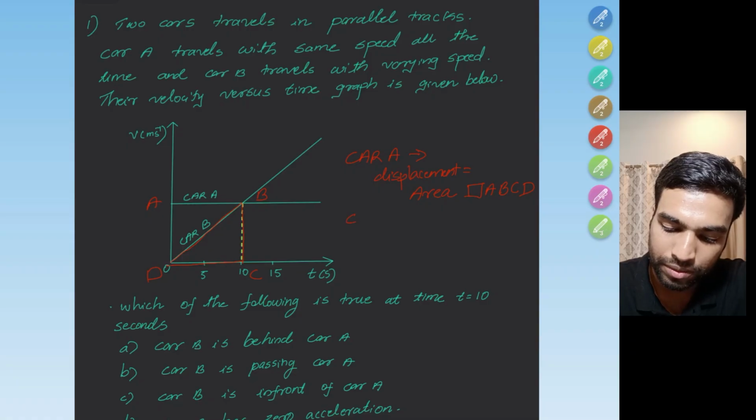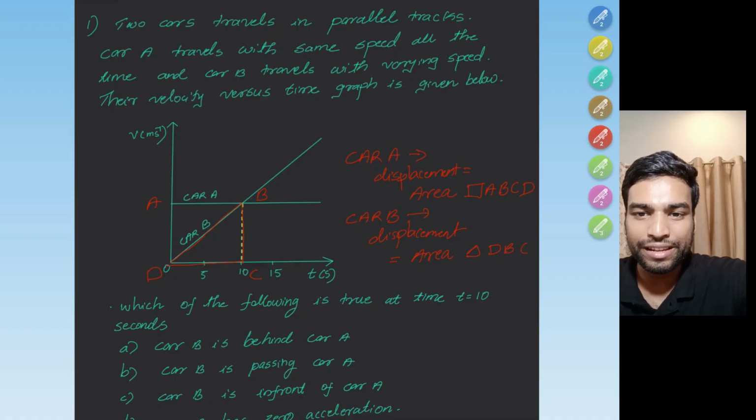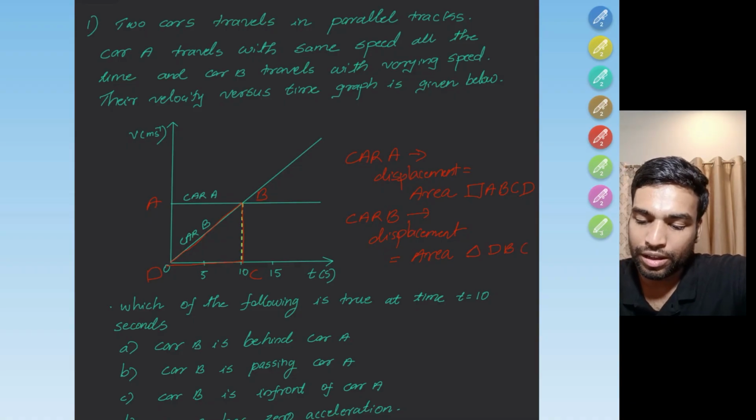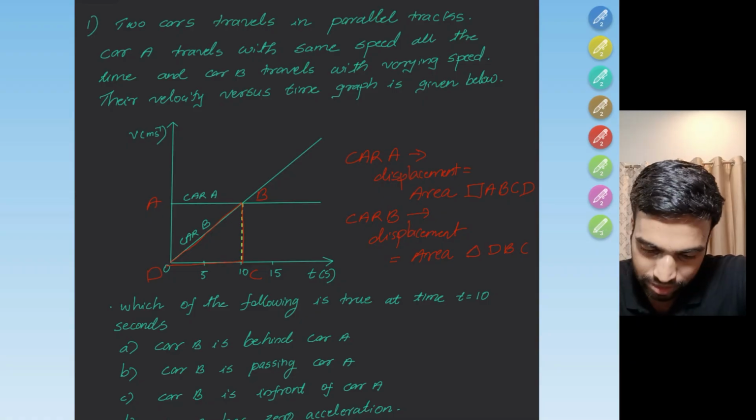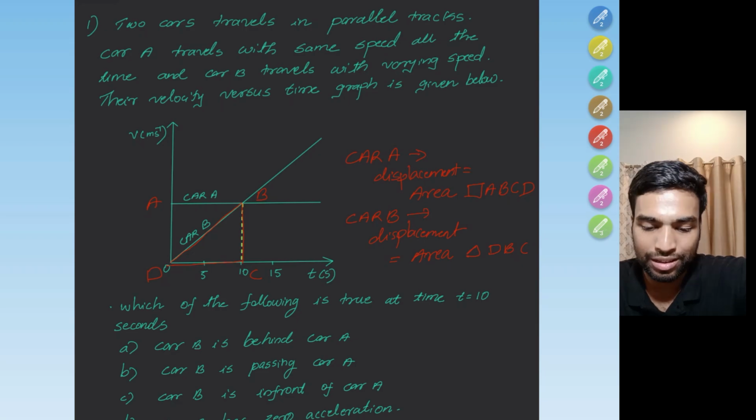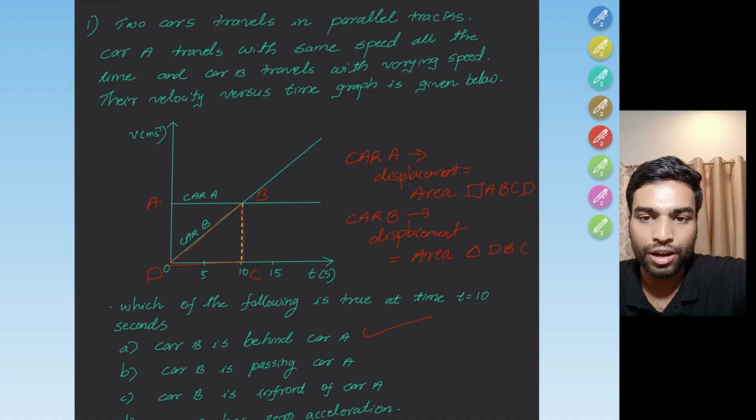So, car B displacement will be equal to the area of triangle DBC. Now, which area is bigger? Of course, the area of the rectangle ABCD is bigger. That means car A is farther than car B, or car B is behind car A. So obviously the answer is A. Car B is behind car A.